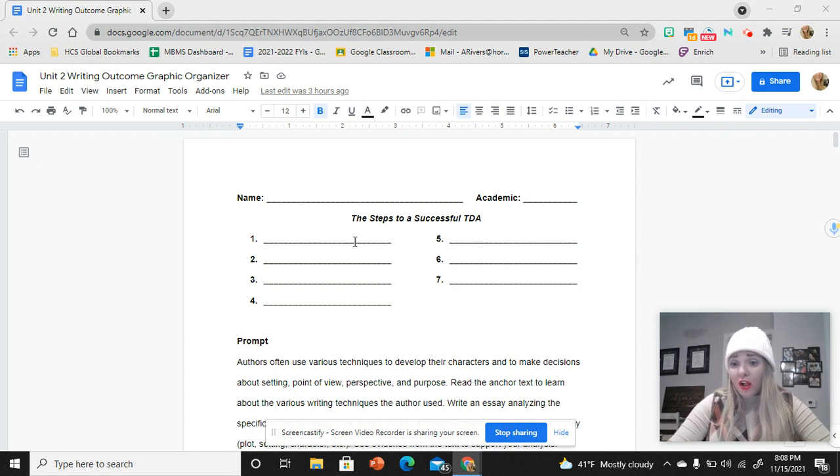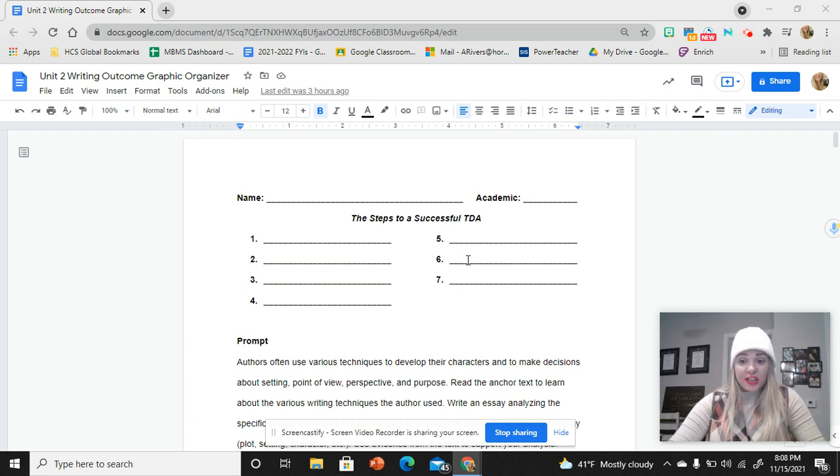Step 1, read all of the text that they've given you. Step 2, analyze the prompt. Step 3, create a graphic organizer. Step 4, you're going to write a rough draft. Step 5, you're going to edit and revise that rough draft, and you're going to use the SC Ready writing rubric to make those edits and revisions. Step 6 is type your final version.